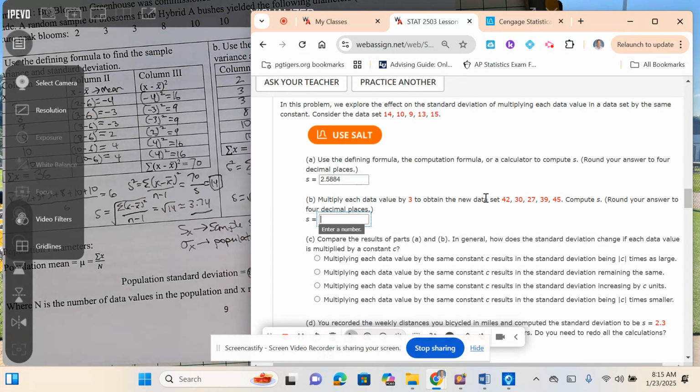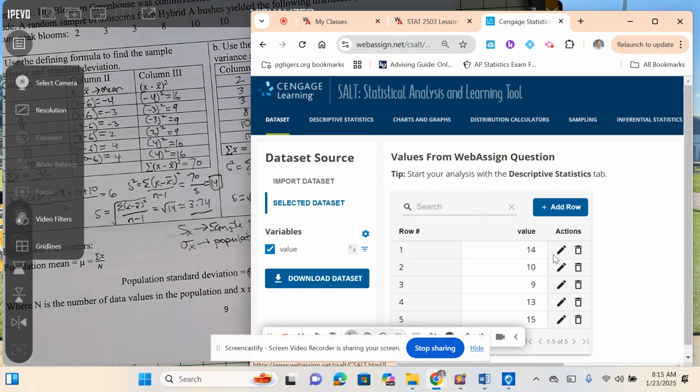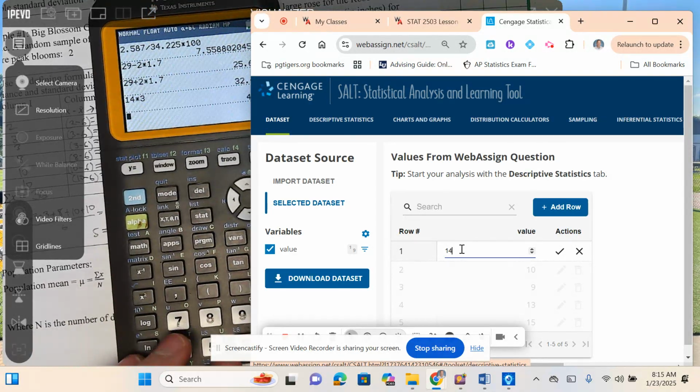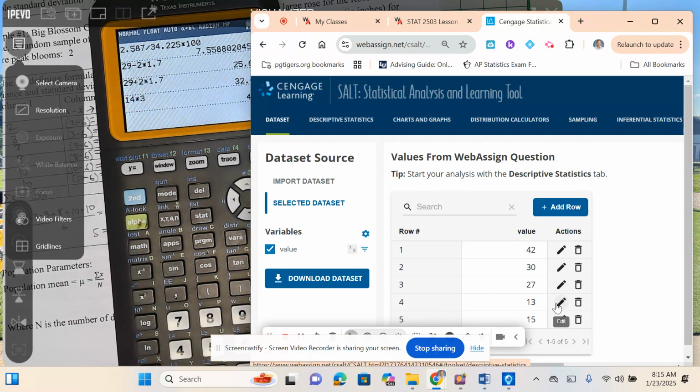Multiply each data value by 3 to obtain the new data set. So I could go back here and multiply each one by 3. 14 times 3 is 42. 10 times 3 is 30. 9 times 3 is 27. 13 times 3 is 39. And then 15 times 3 is 45. So that's your new data set.